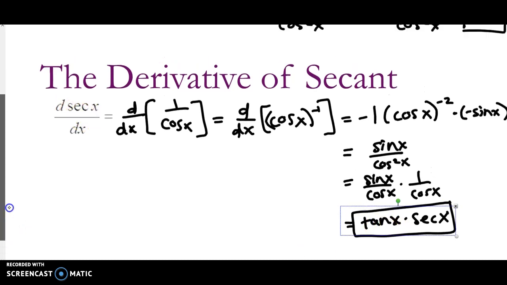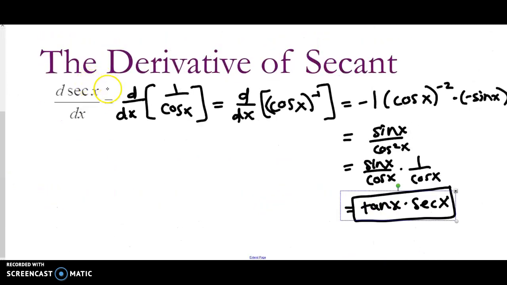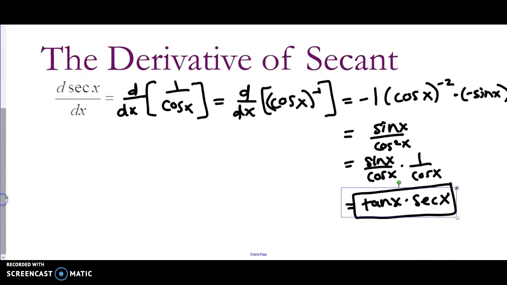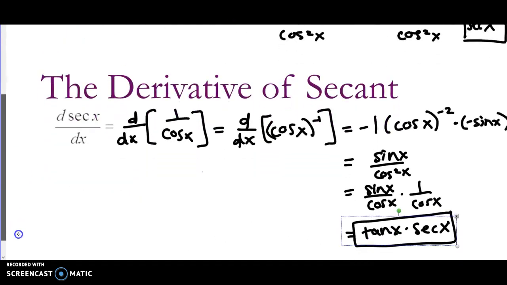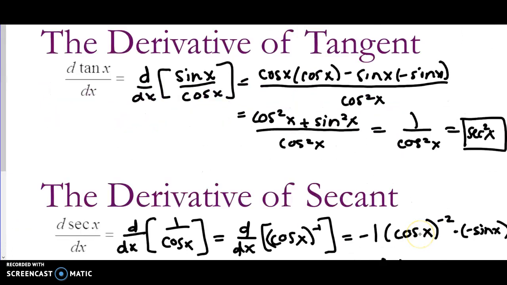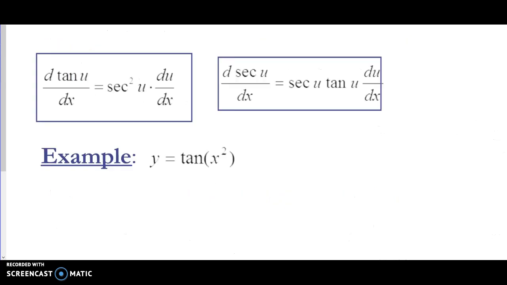Do you notice that the derivative of tangent of x was secant squared of x, and the derivative of secant of x was tangent of x, secant of x. Interesting. Now, keep in mind, same as always, if there is something more than just x in there, something crazy, don't forget to multiply by the derivative of the inside, which is the chain rule.